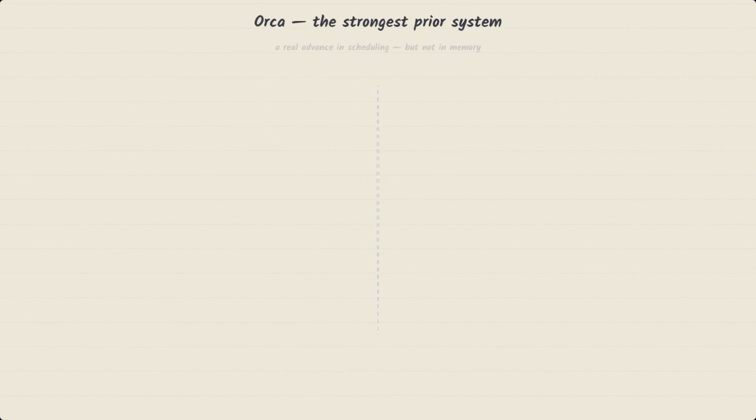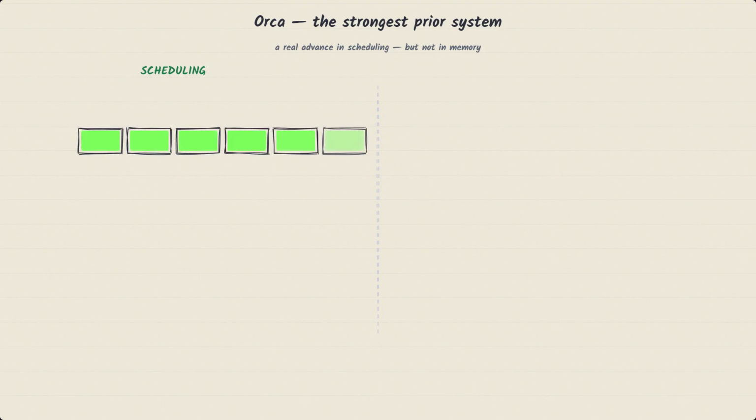Take Orca, the strongest prior system. Its iteration-level scheduling was a real advance. No padding, requests flowing in and out every step. But for memory, Orca still does the old thing.